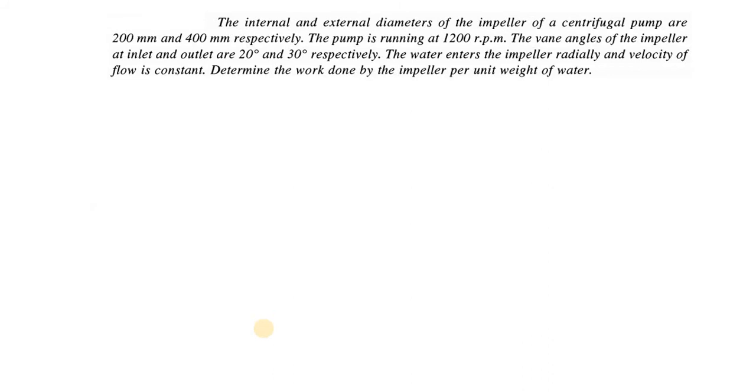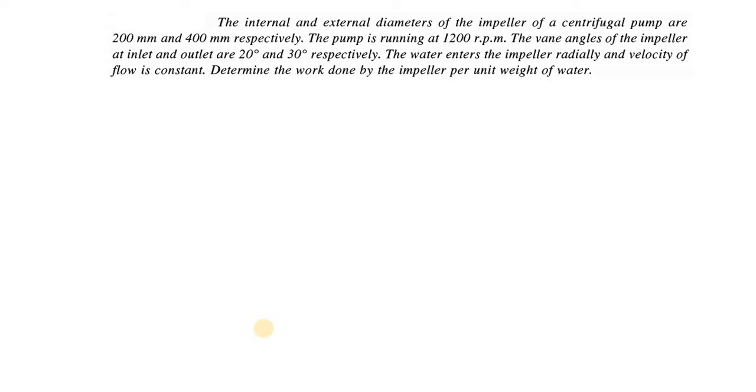Let us discuss some numerical problems. The problem statement is: the internal and external diameters of the impeller of a centrifugal pump are 200 mm and 400 mm respectively. The pump is running at 1200 rpm. The vane angles of the impeller at inlet and outlet are 20 degrees and 30 degrees respectively. The water enters the impeller radially and velocity of flow is constant. Determine the work done by the impeller per unit weight of water.